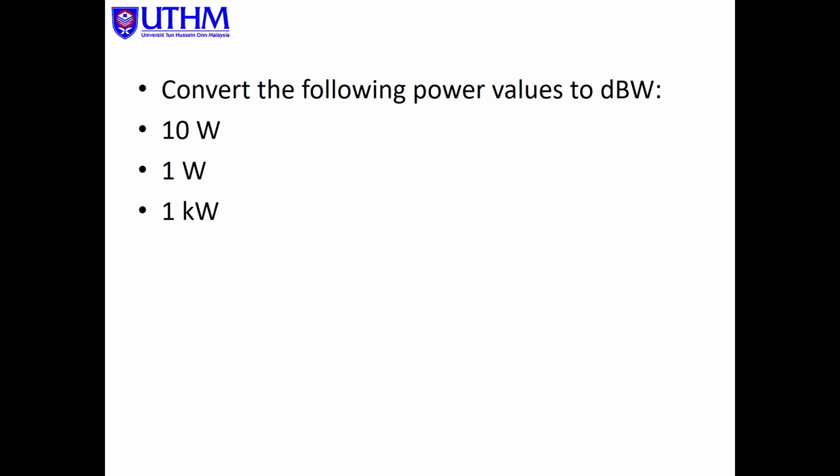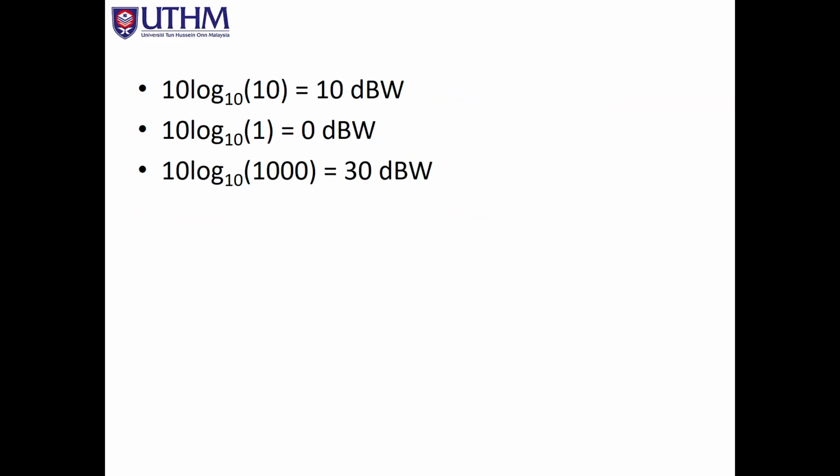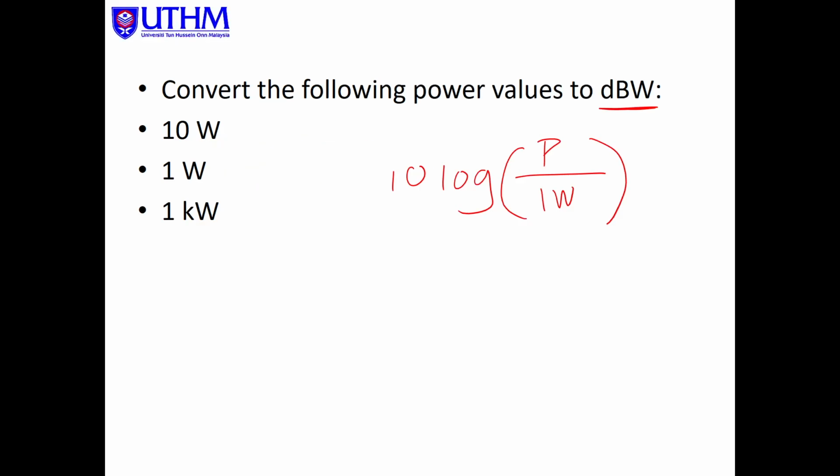Convert the following power values to dBW. So you want to convert 10 watt, 1 watt, and 1 kilowatt. This is dBW, which means you do 10 log of power divided by 1 watt. The reference value is in terms of 1 watt. So 10 log 10 divided by 1, so we don't need to put the 1 over there. Because everything is in terms of watt and kilowatt.